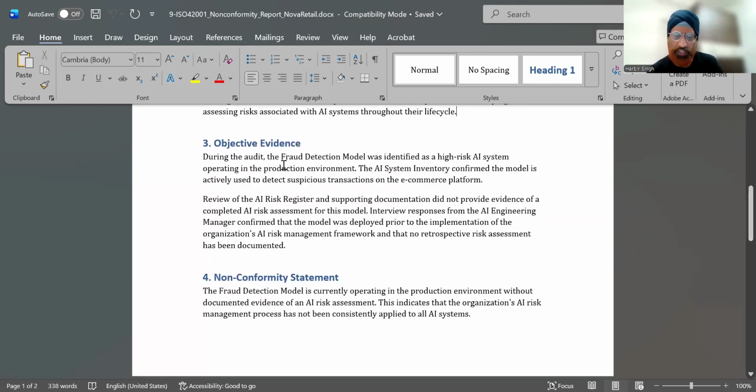What is the objective evidence? This was the objective evidence. During the audit, the fraud detection model was identified as a high risk system operating in the production environment. The AI system inventory confirmed the model is actively used to detect suspicious transactions on the e-commerce platform. Review of the AI risk register and supporting documentation did not provide evidence of a completed AI risk assessment for this model, right? So can you see what a beautiful language it is written in? Very professional, very crisp and clear language. That is the kind of language we should use as auditors, right?